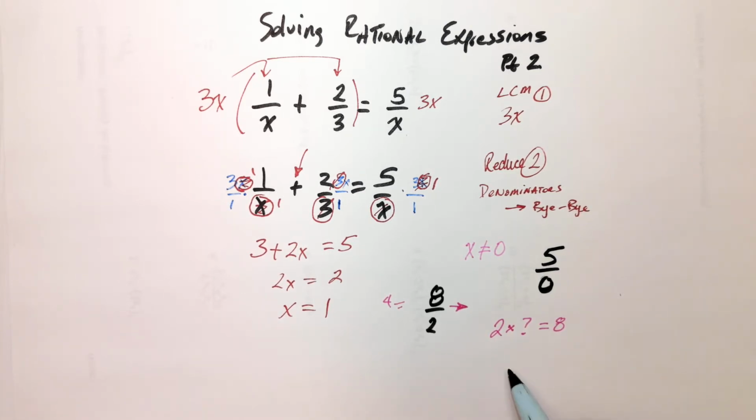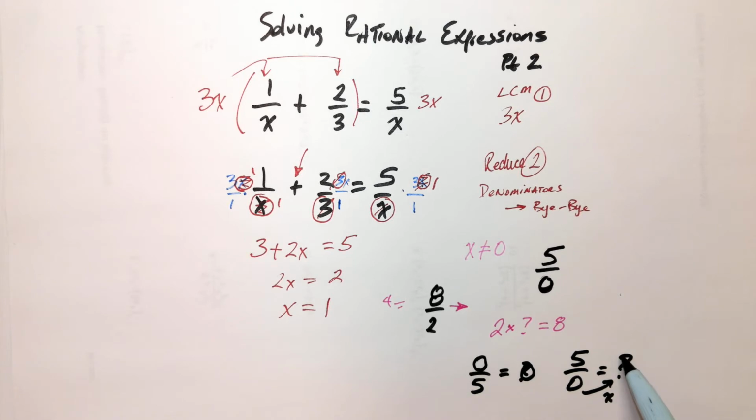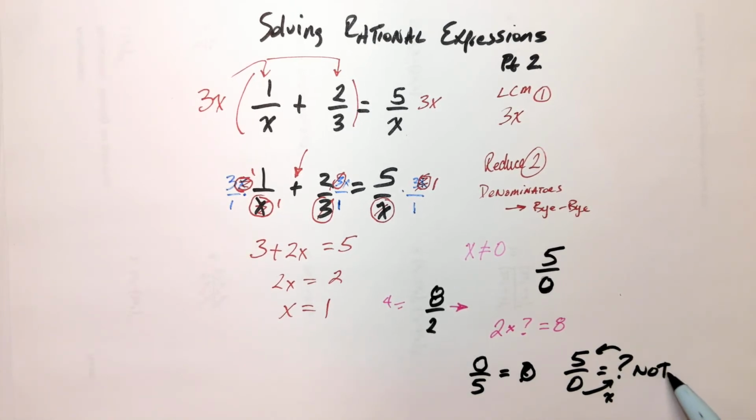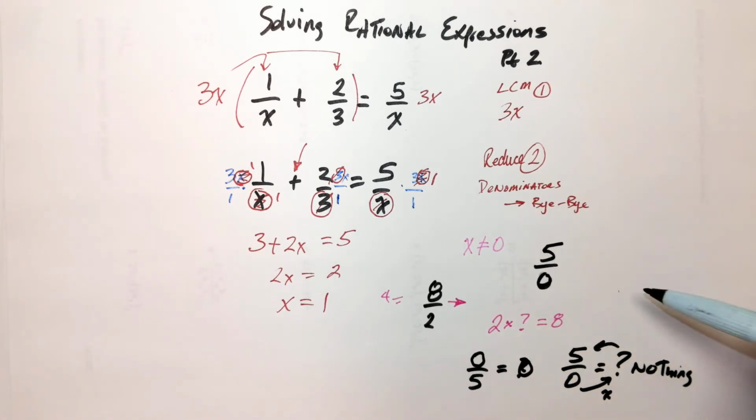And so if you had 0 over 5, that means 5 times what equals 0. And that's why that equals 0. Because 0 times 5 is 0. But this way, this means 0 times what equals 5, and there's nothing. That's why we call it undefined. Undefined really means that there's no definition.